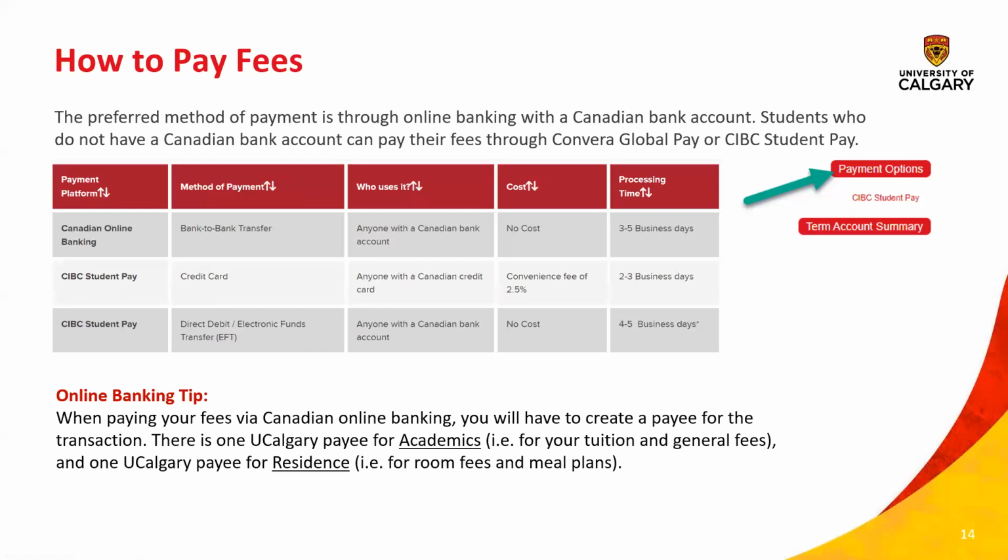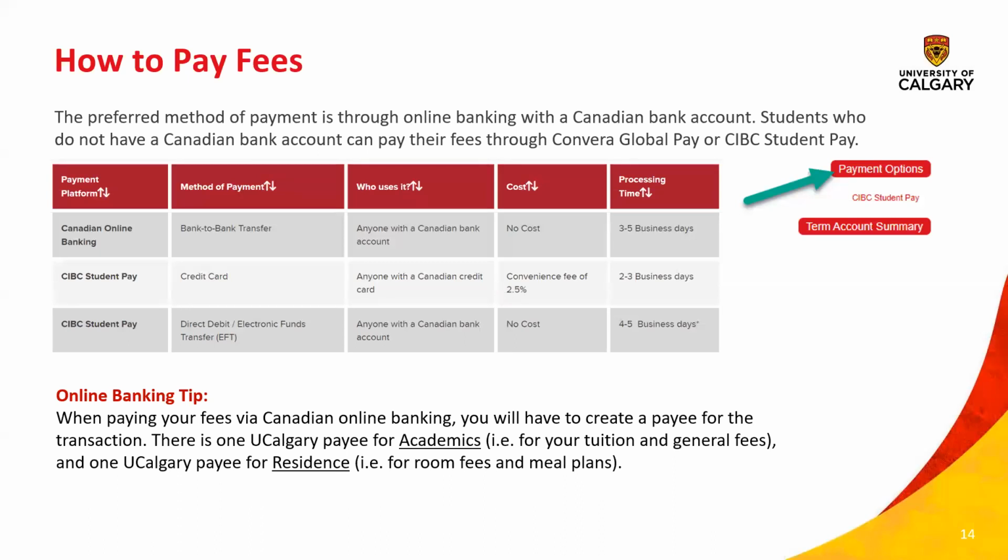For most students, the preferred and recommended method of payment is through your online banking from a Canadian bank account. Students who do not yet have a Canadian bank account can pay their fees through the international partners that we have, Convera Global Pay or CIBC Student Pay. It is recommended for both domestic students and international students to have their own Canadian bank account to make those payments directly.